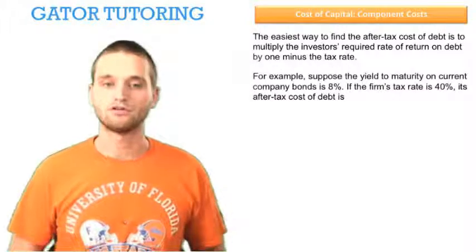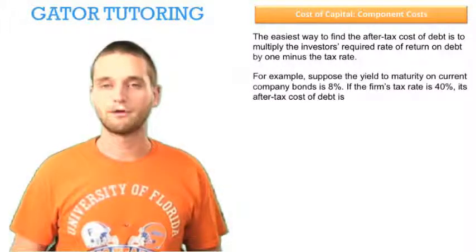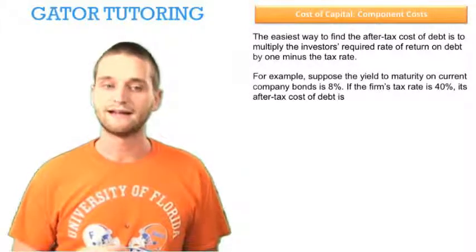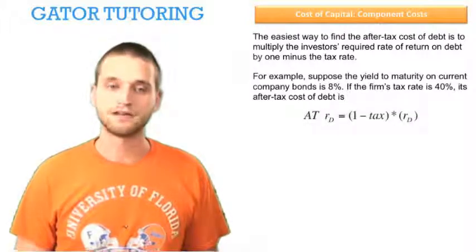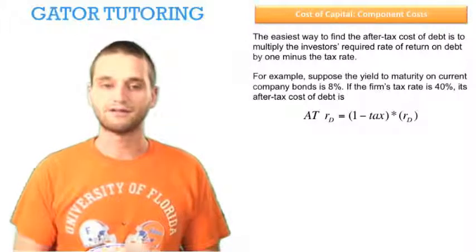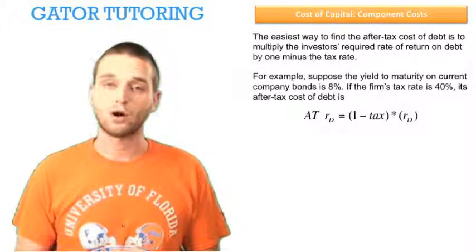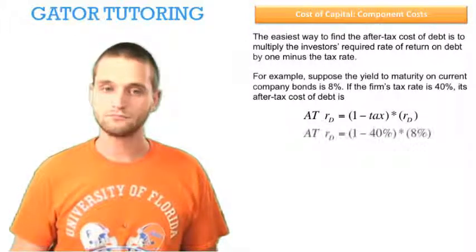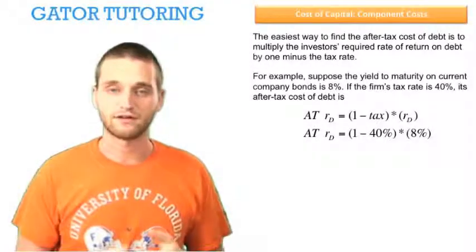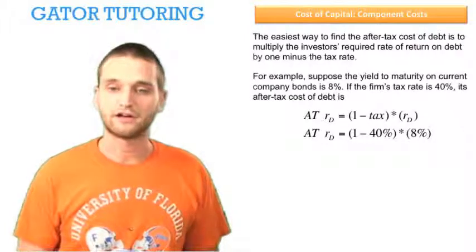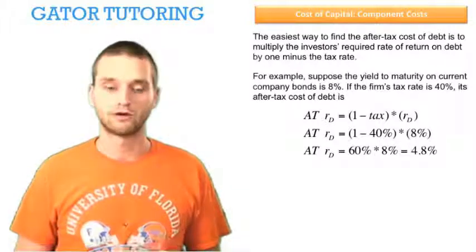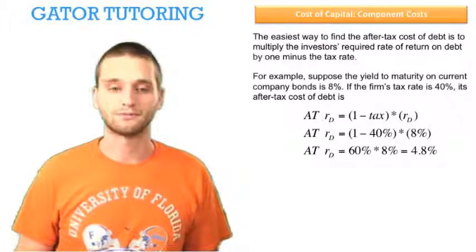For example, suppose the yield to maturity on current company bonds is 8%. If the firm's tax rate is 40%, its after-tax cost of debt is, and here we see the equation, the after-tax cost of debt is 1 minus the tax rate times the investor's required rate of return on debt. We are given that the required rate of return on debt, the yield to maturity on these bonds, is 8%. The tax rate is 40%, so we plug that in, and when we calculate this, we see the after-tax cost of debt is 4.8%.